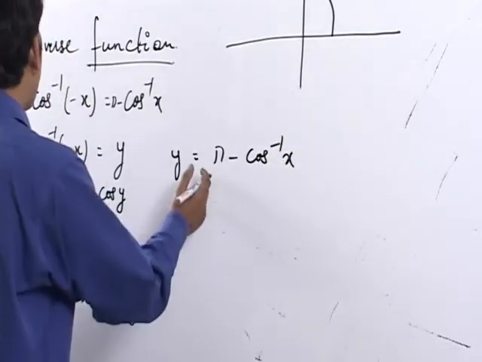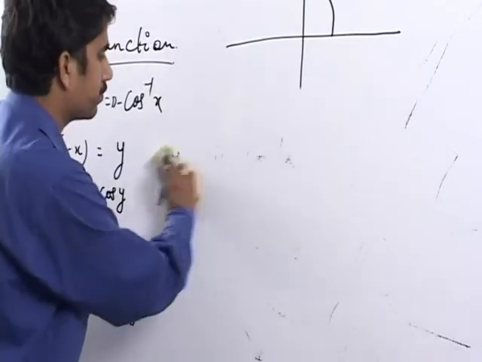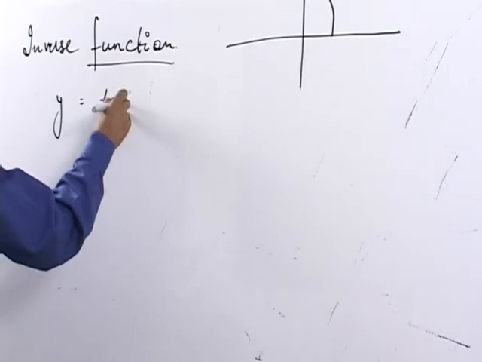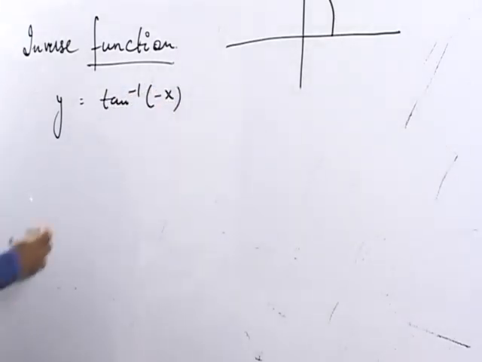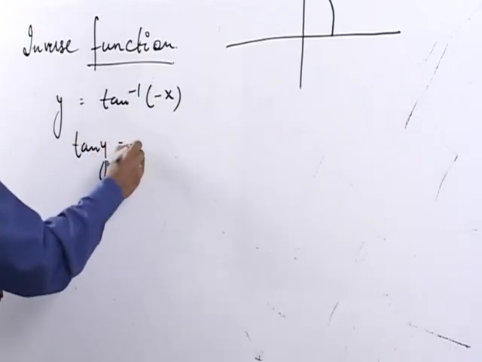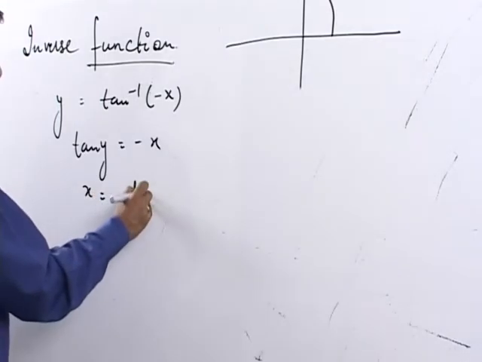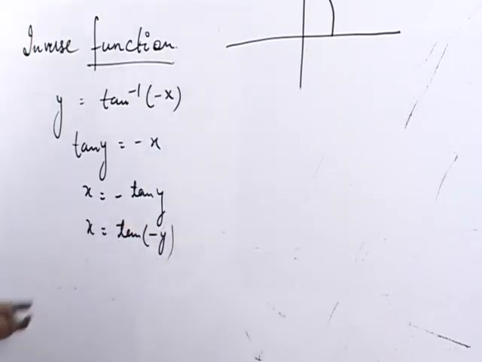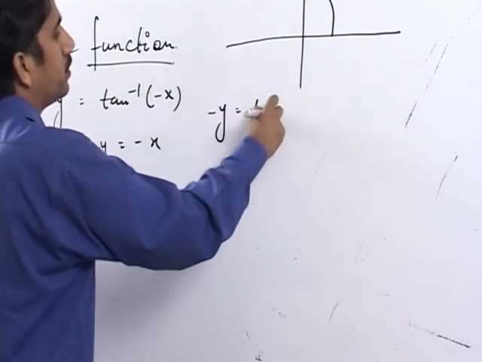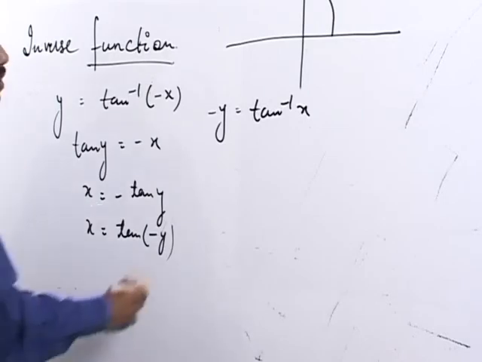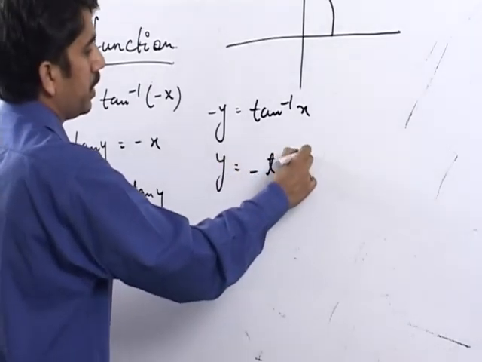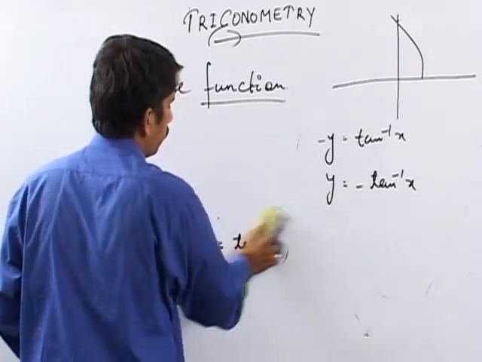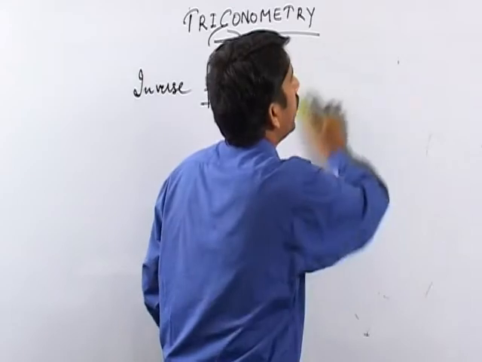In a similar pattern, you can find the value of tan inverse of minus x. Let y is equal to tan inverse of minus x, which is tan y is equal to minus x, equal to minus tan y, and x equal to tan of minus y. Now this is minus y is equal to tan inverse x, and y will be equal to minus tan inverse x. In a similar pattern, you can find the value for cosecant inverse x, secant inverse x, and cot inverse x.